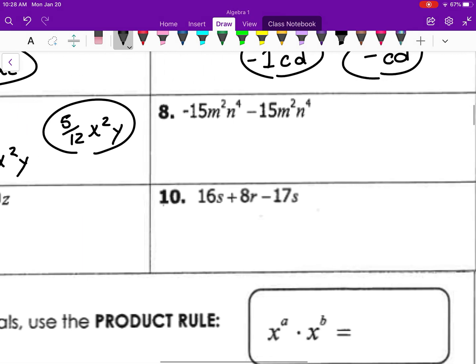Okay, number 15. M squared, n to the fourth. They match. So I can do the subtraction. Negative 15 minus 15, that does not make 0. You're starting negative and taking away more, so this would be negative 30. M squared, n to the fourth.